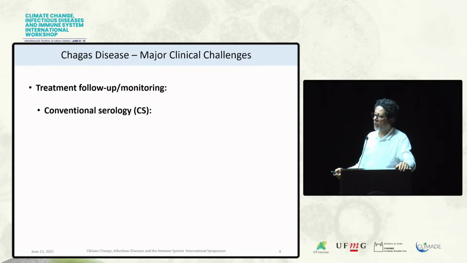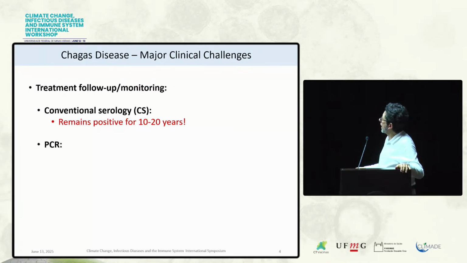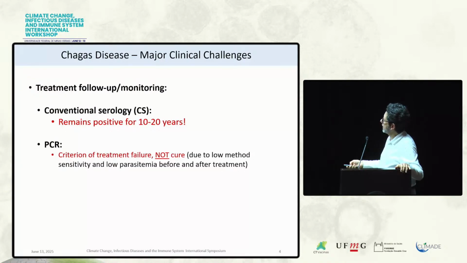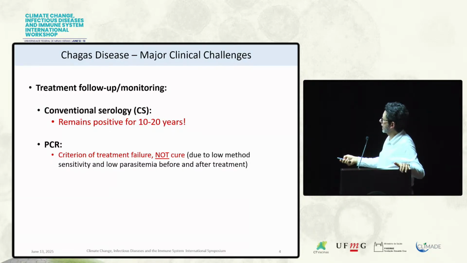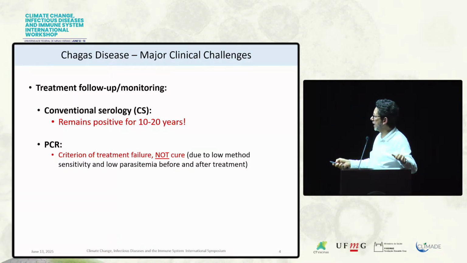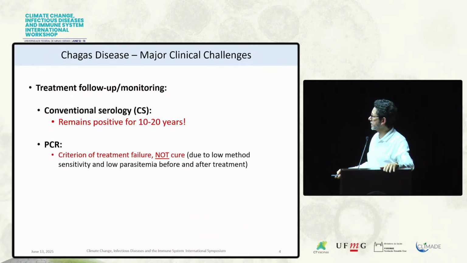By the conventional serology, it takes 10 to 20 years for the patient to seroconvert, and I'm going to explain why. PCR is a criterion of treatment failure, not cure. So if there is a failure after the treatment, let's say 6 months, one year, you can say, okay, the treatment did not work. So the patient, if he was treated with benznidazole, you have to treat with nifurtimox and vice versa.